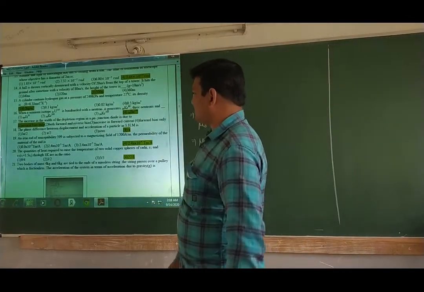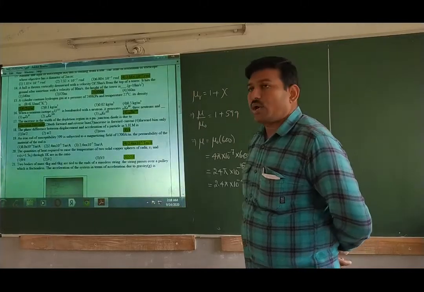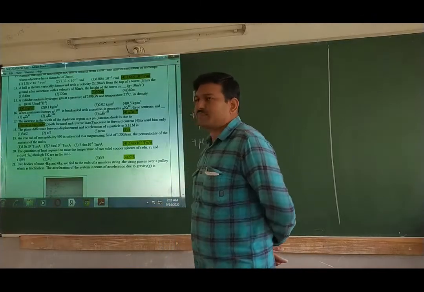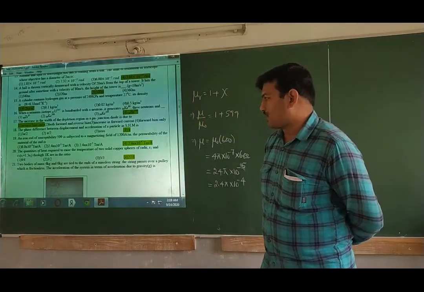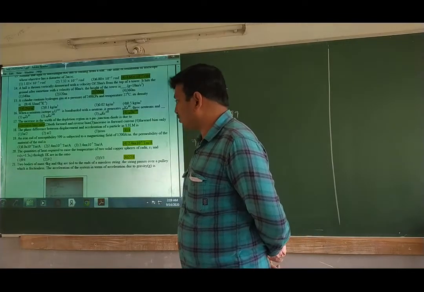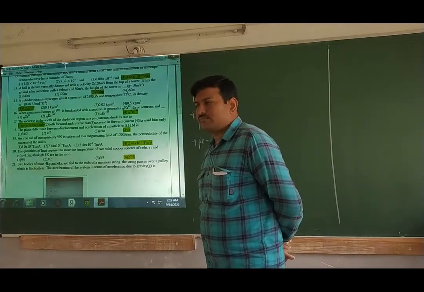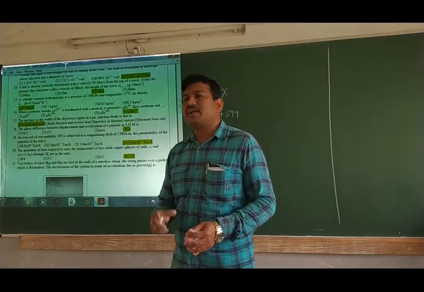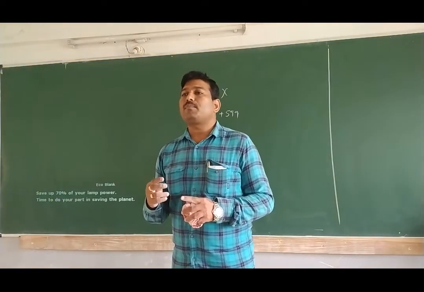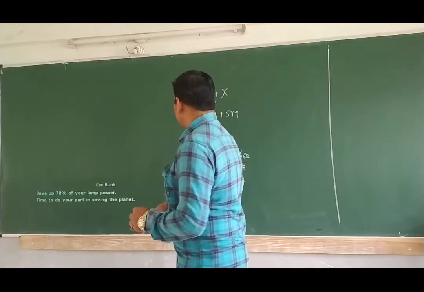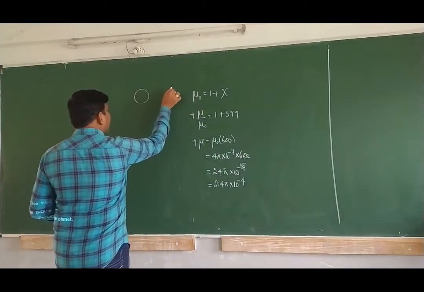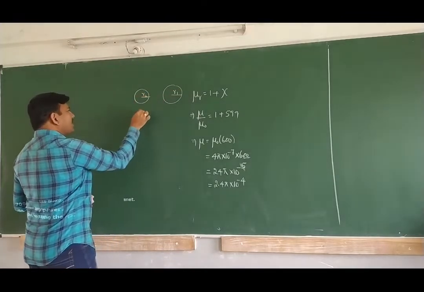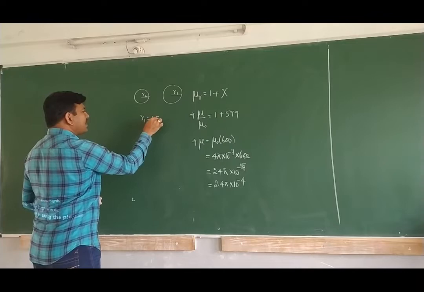Next, look at the 20th question. The quantities of heat required to raise the temperature of two solid copper spheres of radii R1 and R2, where R1 is equal to 1.5 times R2, through 1 Kelvin are in the ratio. Okay. So what they have asked here, there are two spheres. The radius of one sphere is equal to 1.5 times the radius of another sphere. This is one sphere and this is another sphere. So radius of this is R1 and radius of this is R2. Given R1 is equal to 1.5 times R2.